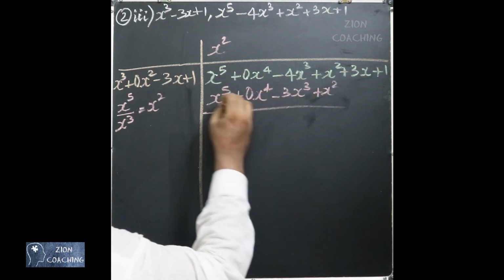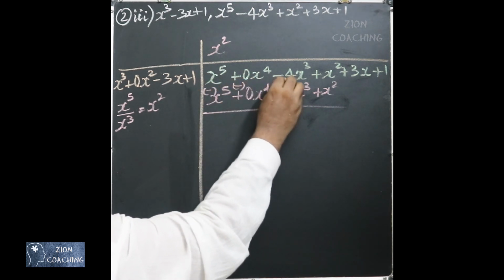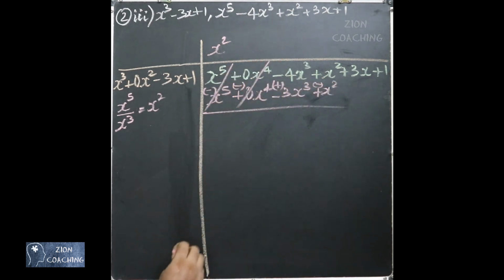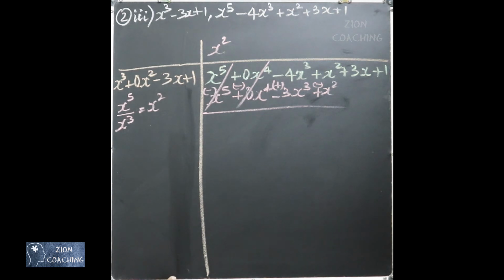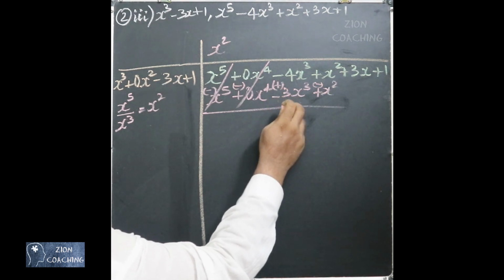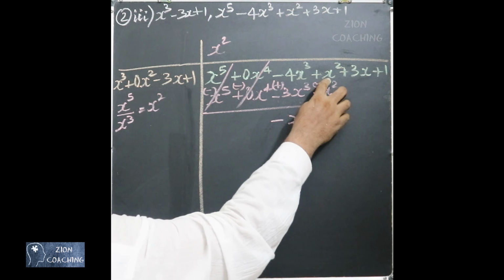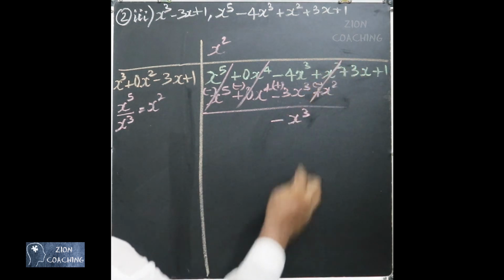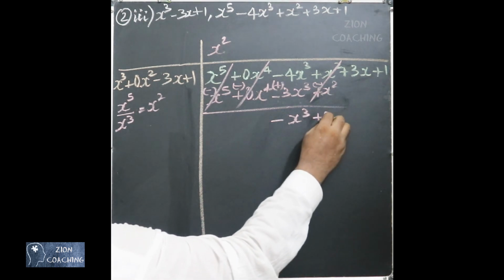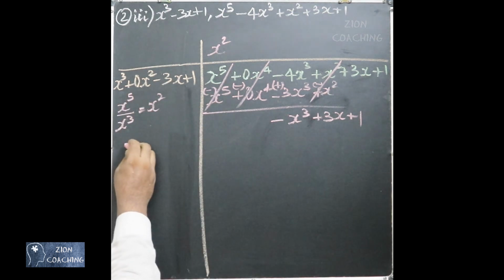Now when you are subtracting, you have to change the symbol and add. This will get cancelled. This is of no use. 0 minus 0 is nothing. So minus 4x cube plus 3x cube is going to be minus x cube. Then we have x squared minus x squared, so this will also get cancelled. Then we have plus 3x plus 1.